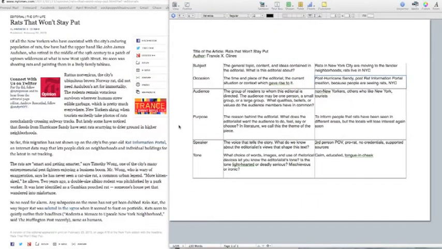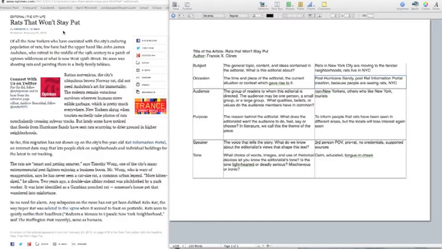We're going to do a SOAPStone on the article from the New York Times. This is an editorial called Rats That Won't Stay Put. The first thing I tend to do when I am looking at an editorial is to fill in the title and author of the article. Because I can glean a lot of information from there, it actually helps me set a purpose for my reading.